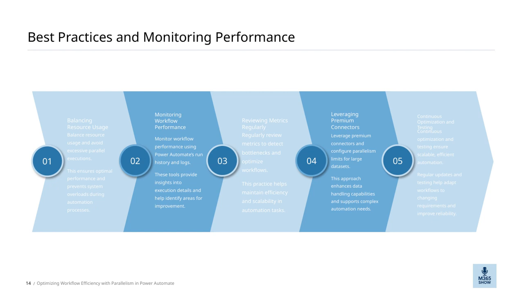Next, we should regularly monitor workflow performance using Power Automate's run history and logs. These tools give us valuable insights into how our workflows are executing, highlighting areas where we can improve. By keeping an eye on these details, we can identify bottlenecks early and make adjustments as needed. It's also important to review metrics consistently. Doing so helps us spot issues like slowdowns or errors, enabling us to optimize our workflows for better efficiency and scalability as our automation needs grow.